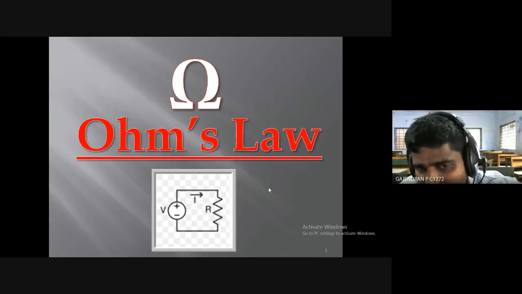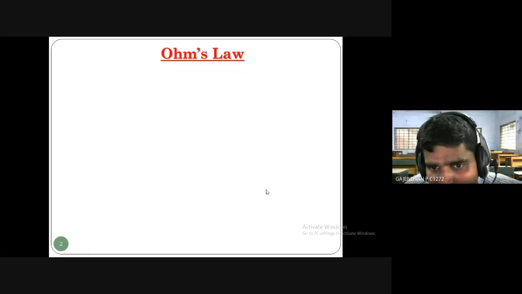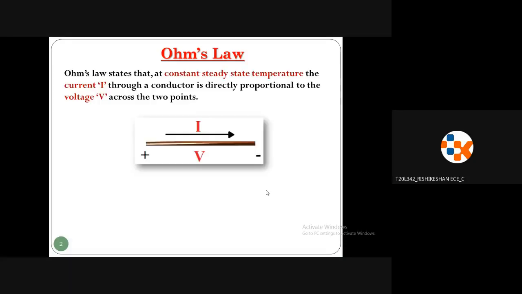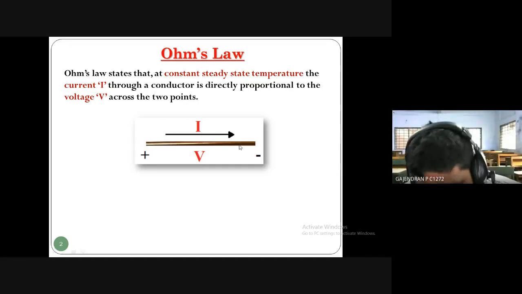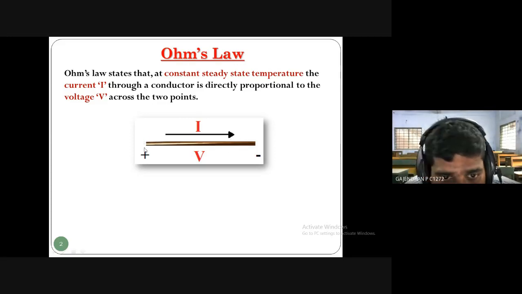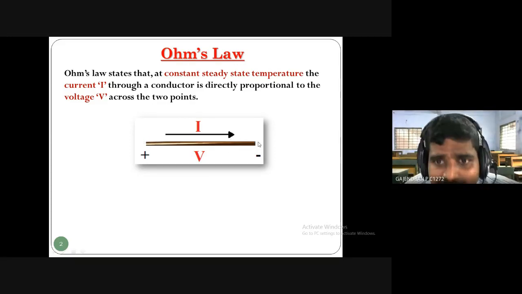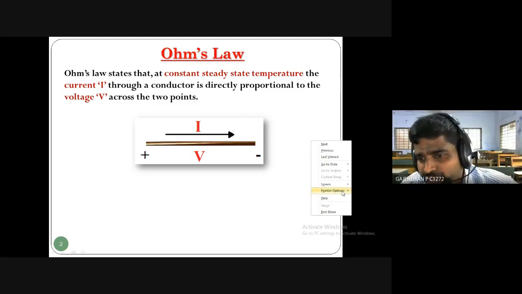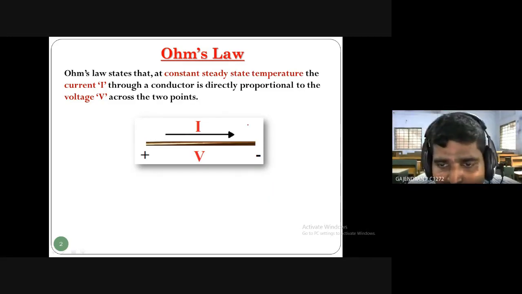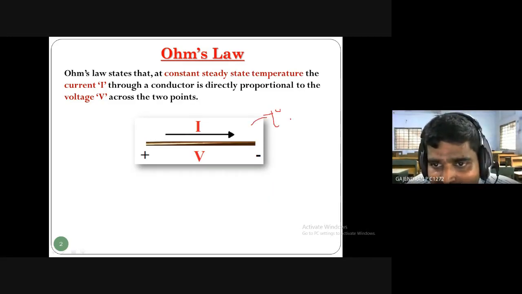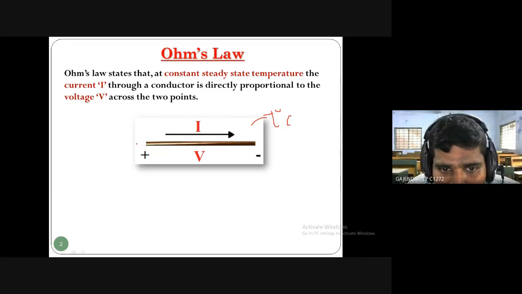Then the voltage, at constant steady state temperature, the current flowing through the conductor is directly proportional to the potential difference between the ends of the conductor or 2 points. Is it clear?